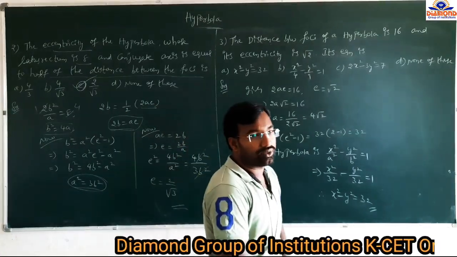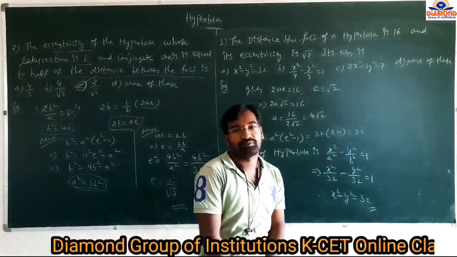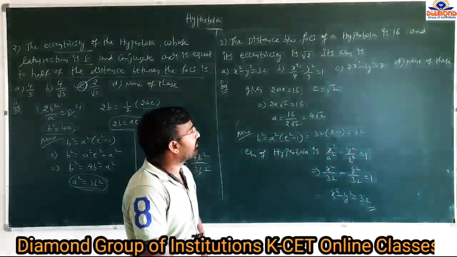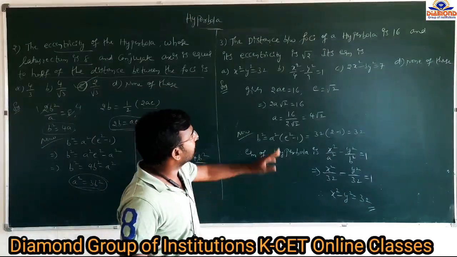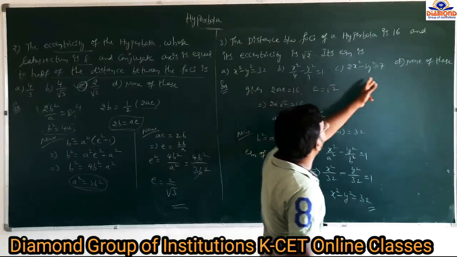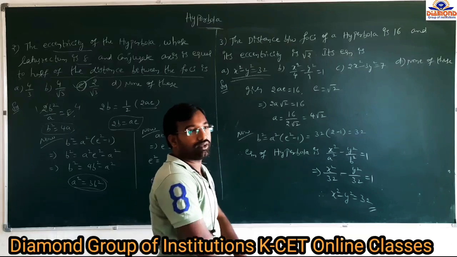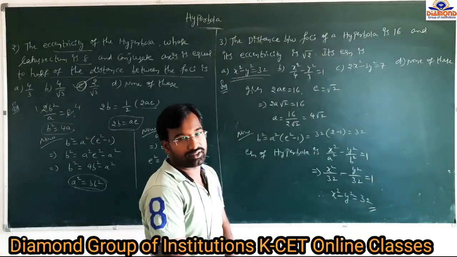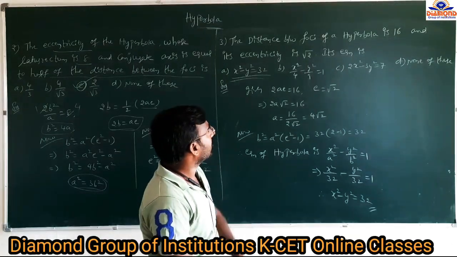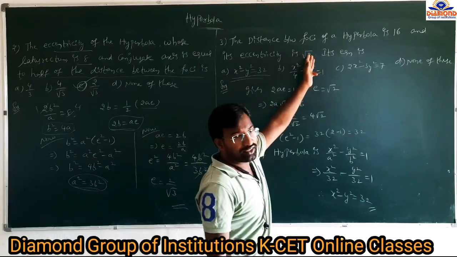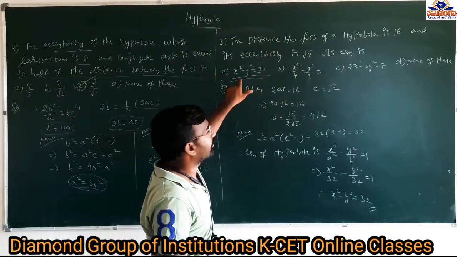Generally eccentricity is root 2 only for a rectangular hyperbola. So if you verify the options, which one is a rectangular hyperbola? In the given options only the first is a rectangular hyperbola, the remaining are ordinary hyperbolas. So according to eccentricity E equal to root 2, option A is the correct answer.